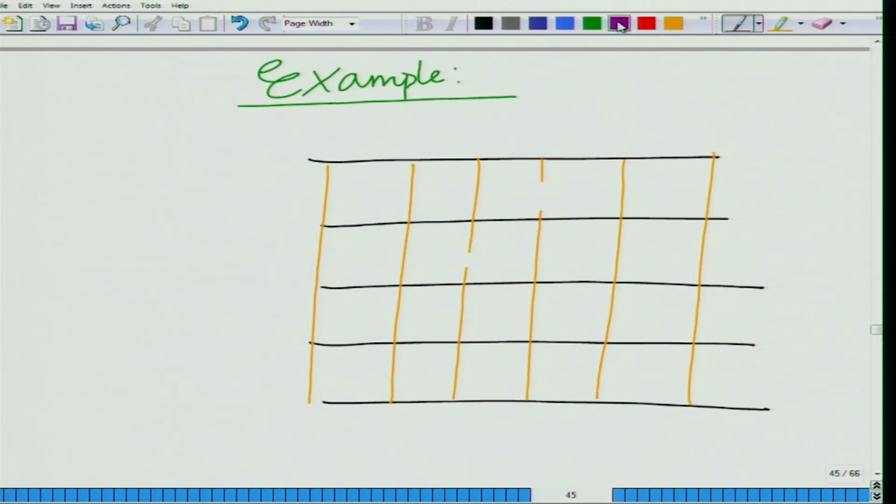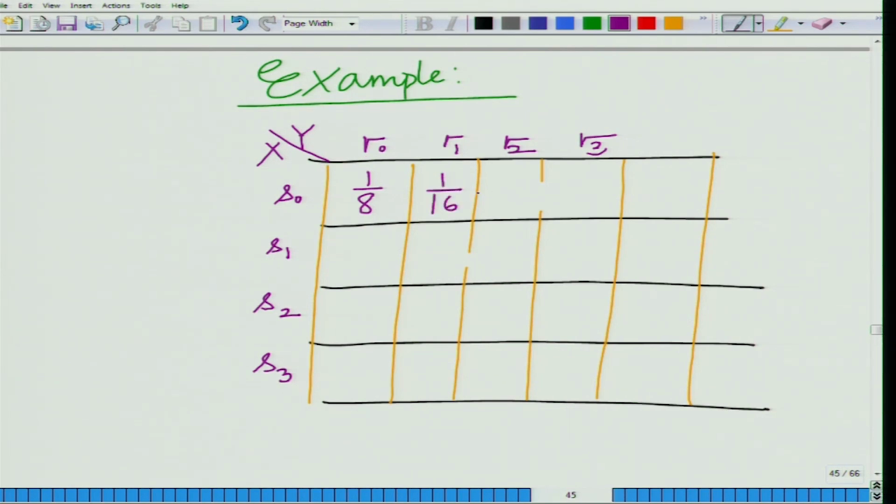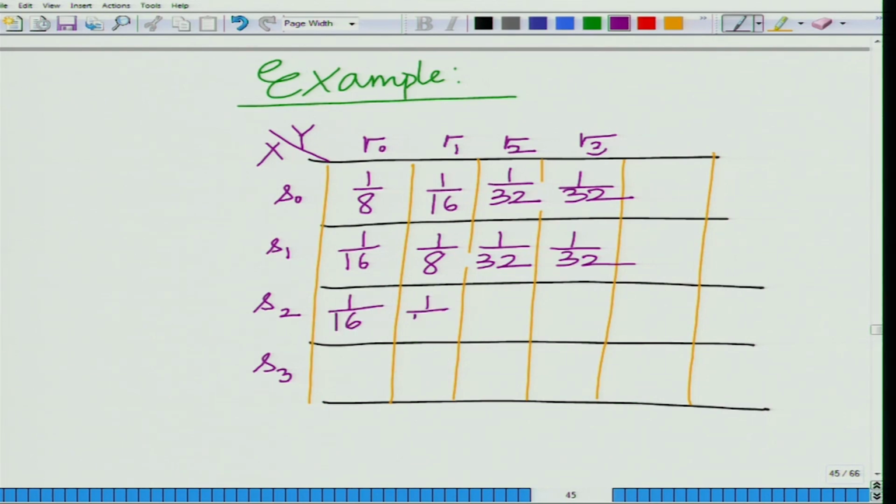So, I have here again x, y, R0, R1, R2, R3, and y S0, S1, S2, S3, and the various probabilities are 1 over 8, that is the probability of x equal to S0, y equal to R0, then 1 by 16, 1 by 32, 1 by 32, 1 by 16, 1 by 8, 1 by 32, 1 by 32, 1 by 16, 1 by 16, 1 by 16, and finally you have this.